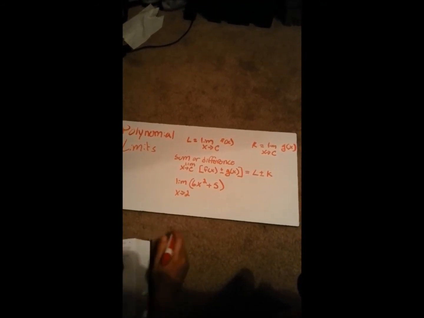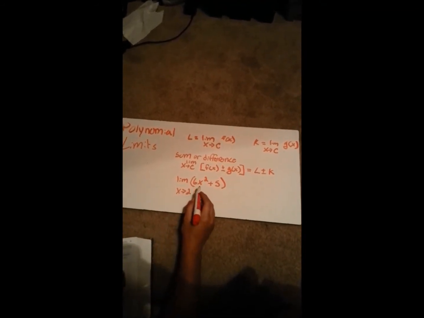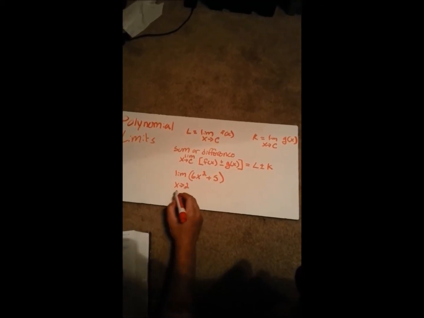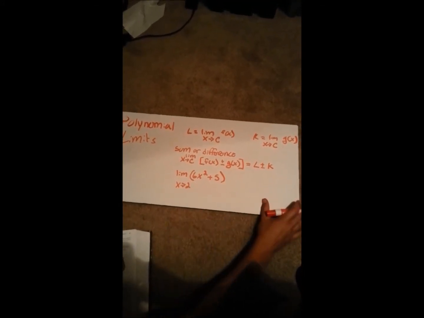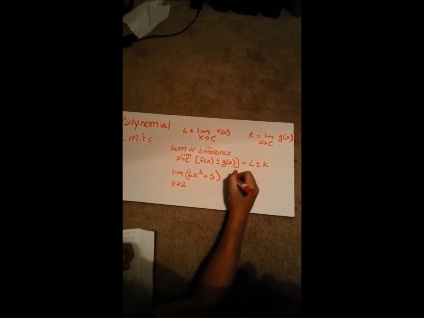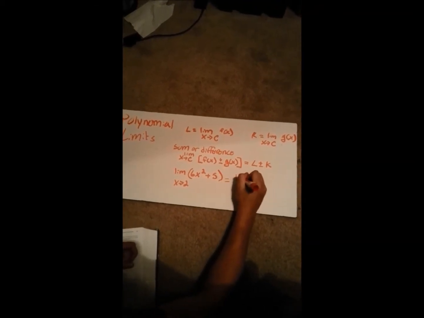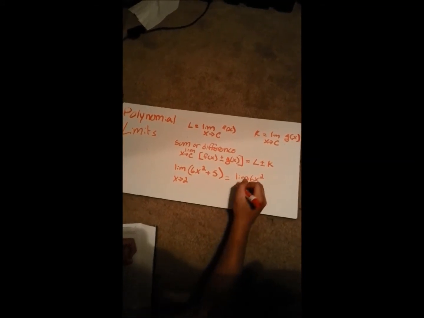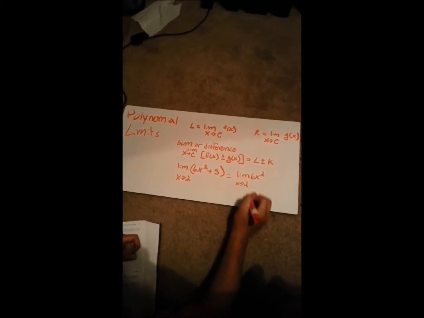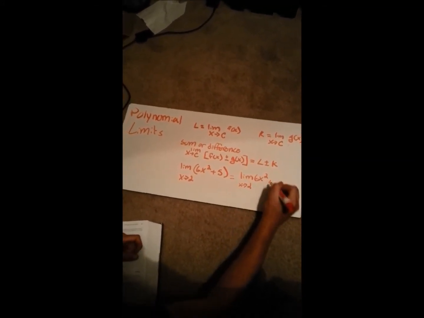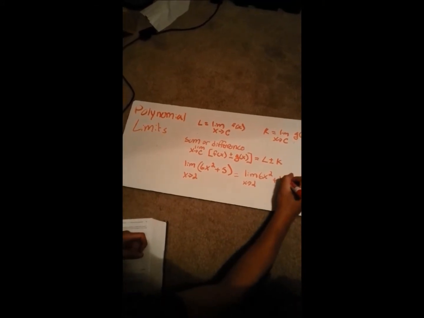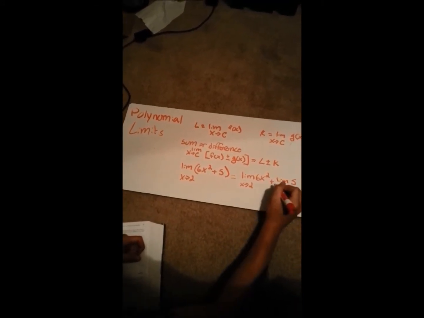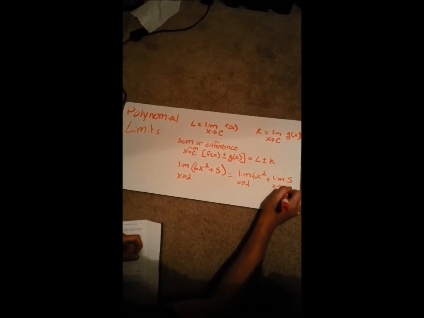Here, in this problem, we have the limit of 6x squared plus 5 as x approaches 2. We can take the limit of 6x squared as x approaches 2 plus the limit of 5 as x approaches 2.